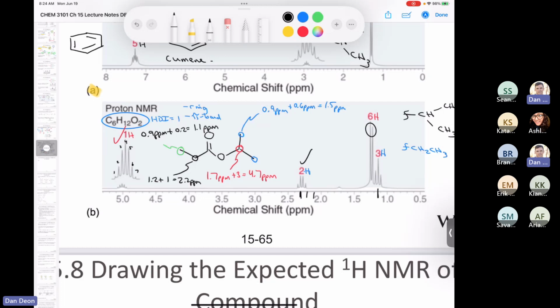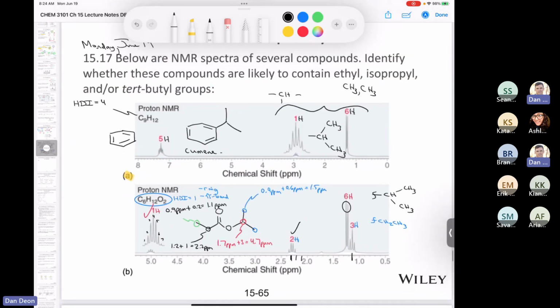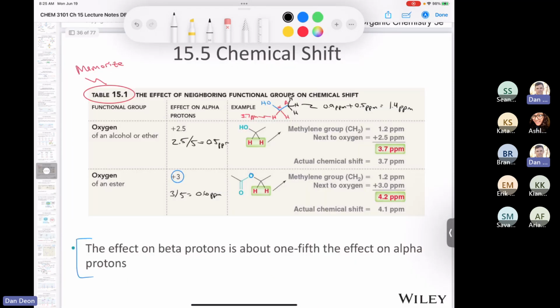So you see that the structure that I've drawn is consistent with the NMR spectrum that's shown here. All right, very consistent with the NMR. So this would be the correct structure for the compound. So if we just go back and review some of the concepts, okay?